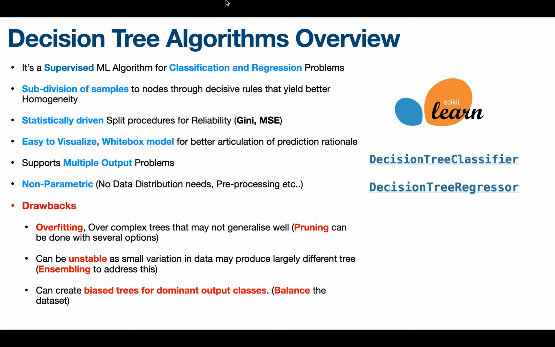And this is implemented by a library called scikit-learn. Scikit-learn is a very popular library in data science. It has a lot of implementations of algorithms like decision trees, linear regression, logistic regression, and a lot of other machine learning models. Particularly in the case of decision trees, it has two flavors: DecisionTreeClassifier, which is used for classification problems, and DecisionTreeRegressor, which is used for regression problems.